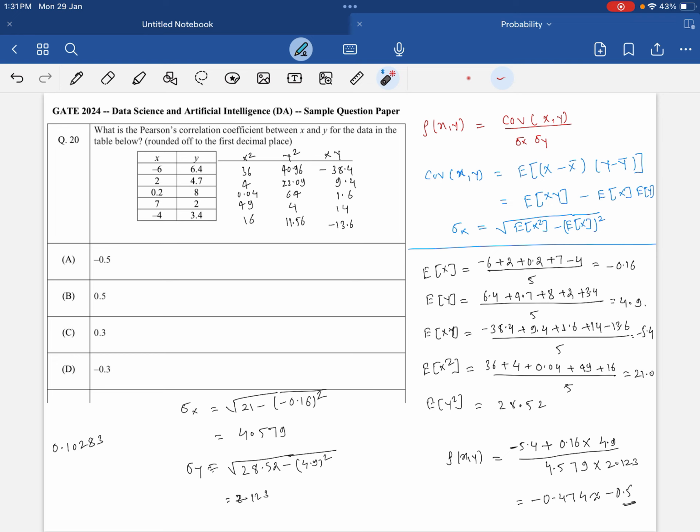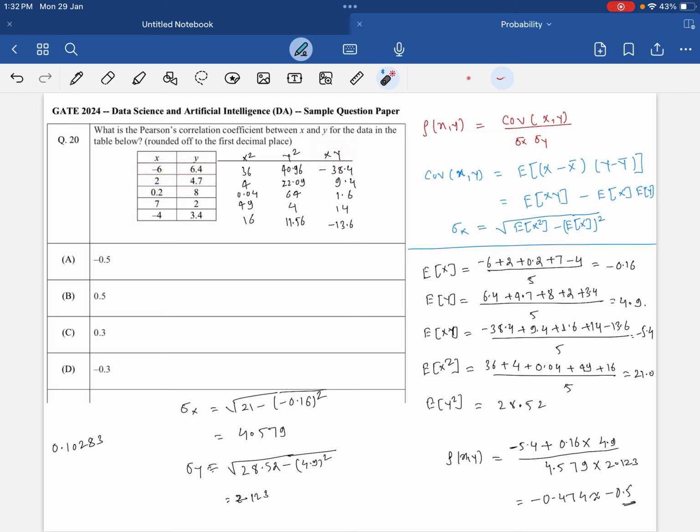Anyhow, you will have to calculate the expectation of x and the expectation of y. The expectation of x is the sum of these divided by the total number of x's, that is 1 2 3 4 5. Similarly, the expectation of y is the sum of these divided by the total number of y's. To find the expectation of x into y, first calculate x into y, and then take the average.